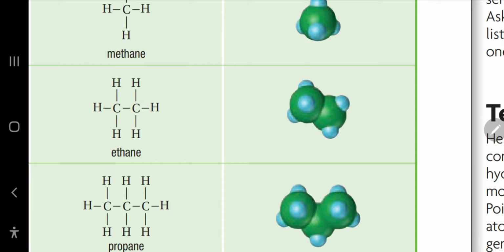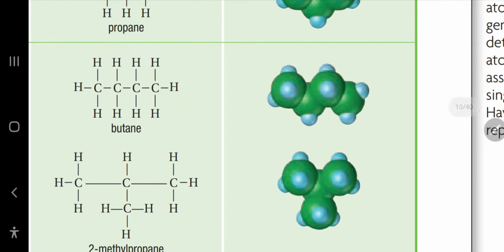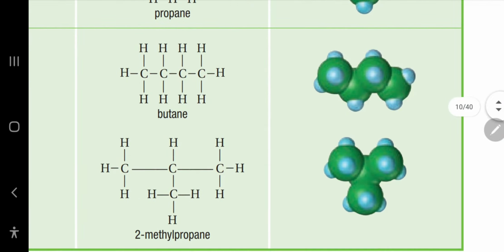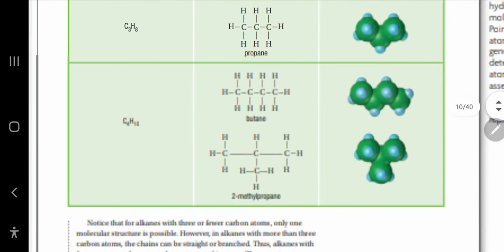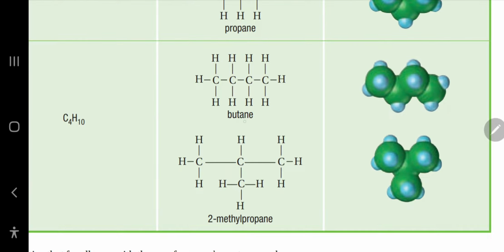This is methane, ethane here, and propane and butane. So as you can see, the shape in 3D is not exactly like the structural formula, because the structural formula shows only the number and type of atoms and how they are arranged together, but it doesn't show the arrangement in space. This is something else. Here we have isomers of C4H10. The first compound is butane and the second compound is 2-methylpropane.